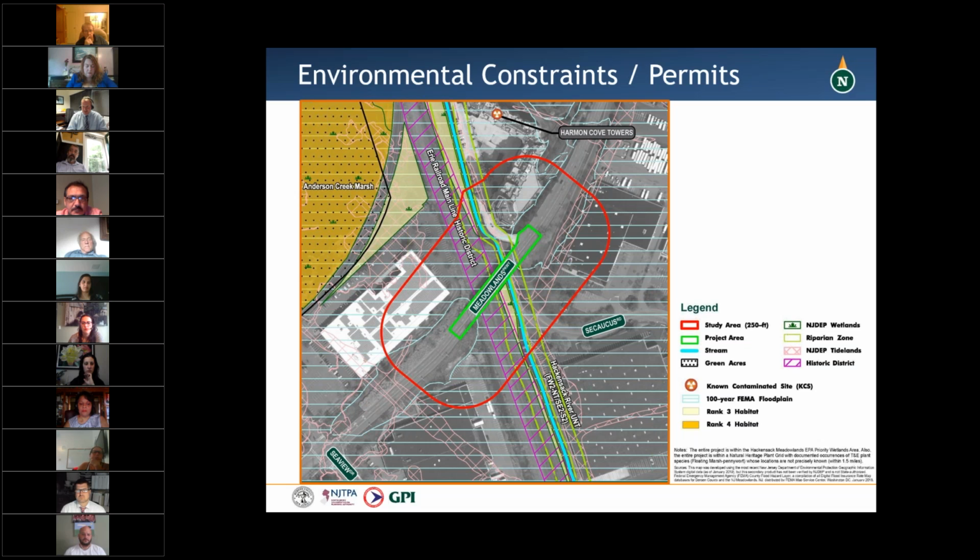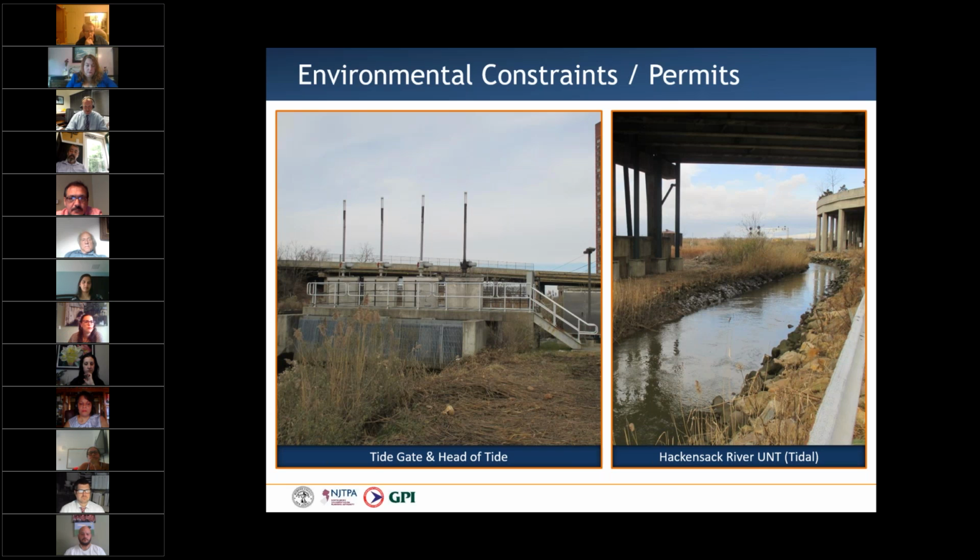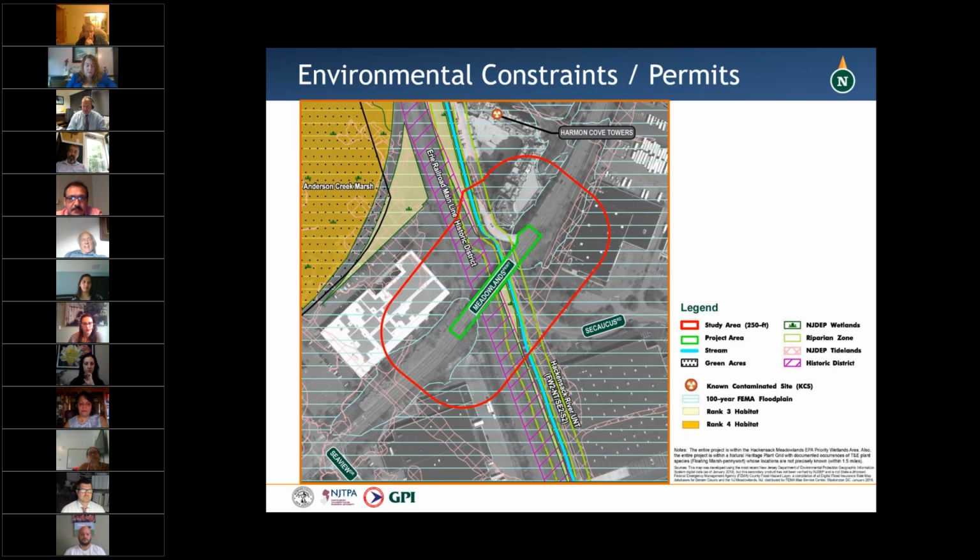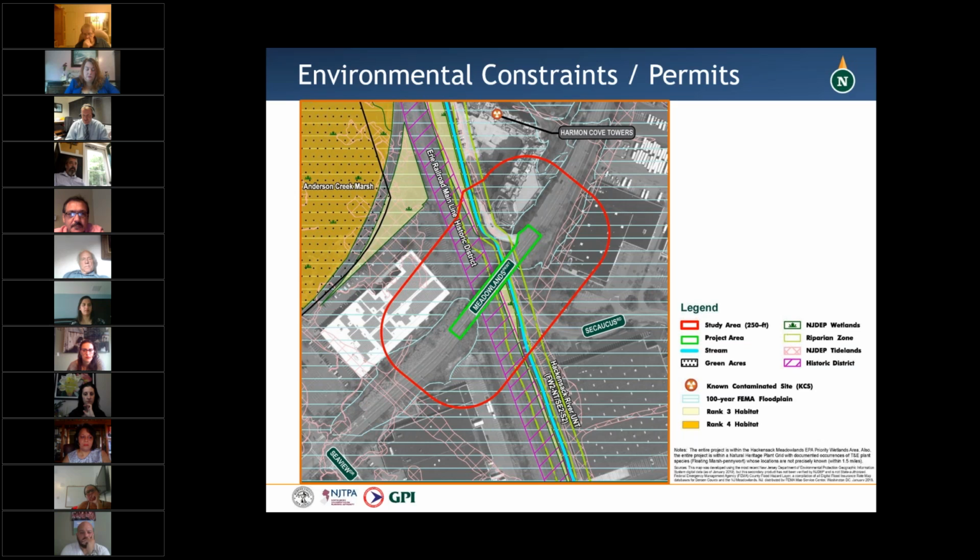The environmental study area extended approximately 115 feet from the bridge, and the study area includes a tributary to the Hackensack River. It has an associated riparian zone of 50 feet. There are mapped wetland features. It's the NJDEP Landscape Project ranked 3 habitat, that's for wildlife. And a FEMA 100-year floodplain exists throughout the project area.